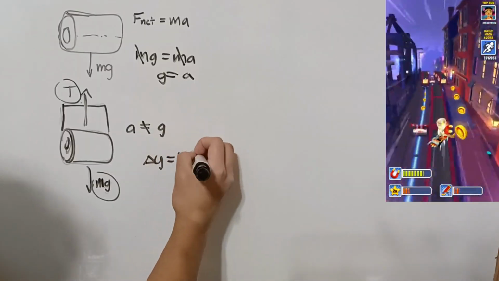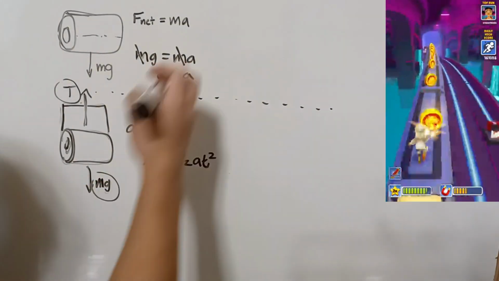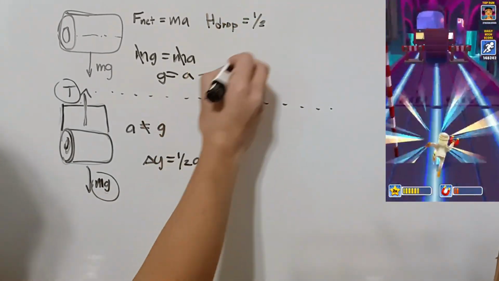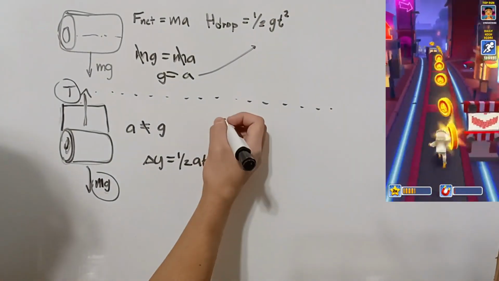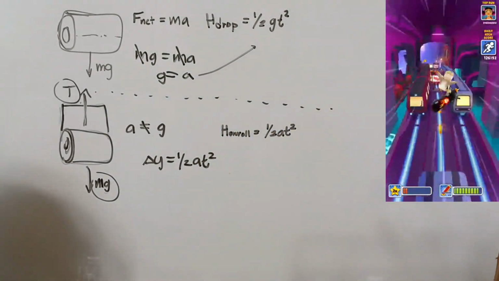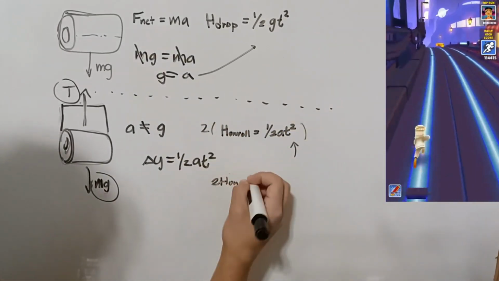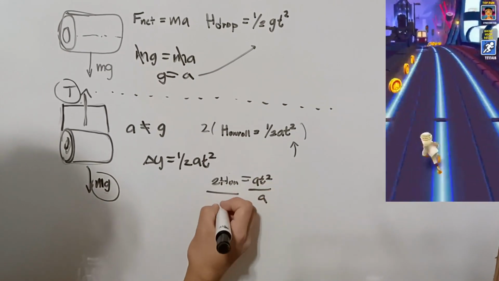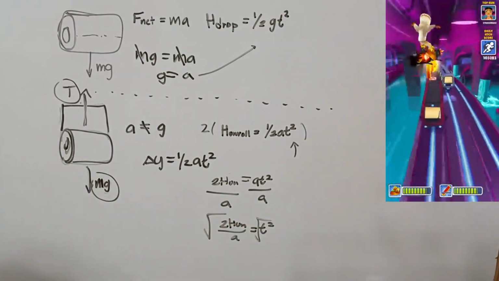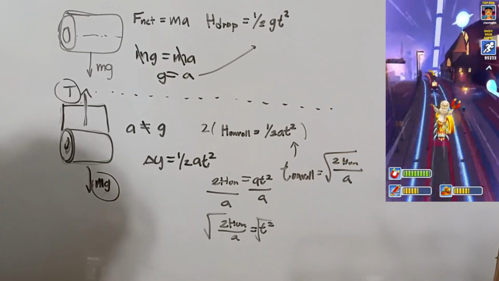To solve for both accelerations, we use the equation delta y, or height, is equal to 1/2 a t squared. We know that the acceleration for the dropped roll is equal to g, so we can sub that in. However, this isn't the case for the unrolling toilet paper, which is why we just leave it as a. We then solve both equations for time, by multiplying each side by 2, dividing by a, and taking the square root of the variables. We repeat the same process for the dropped roll, except we are dividing by g and not a.